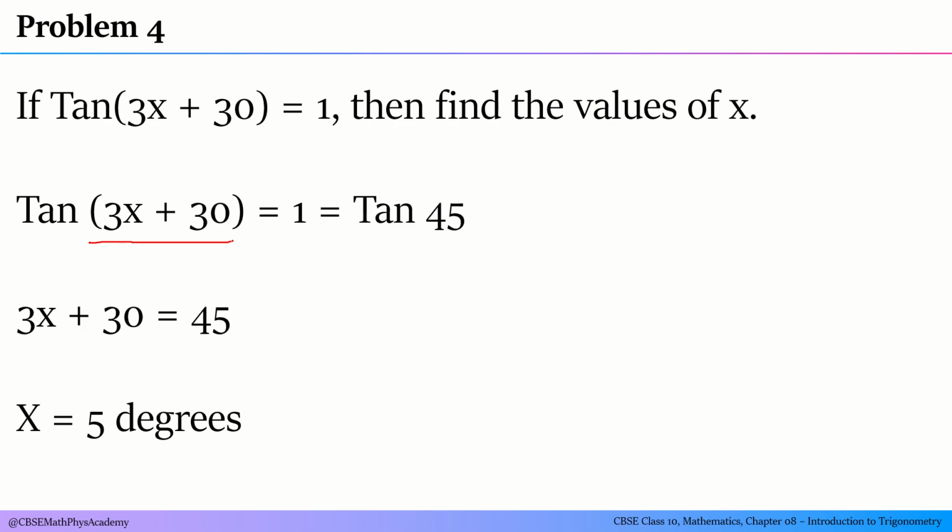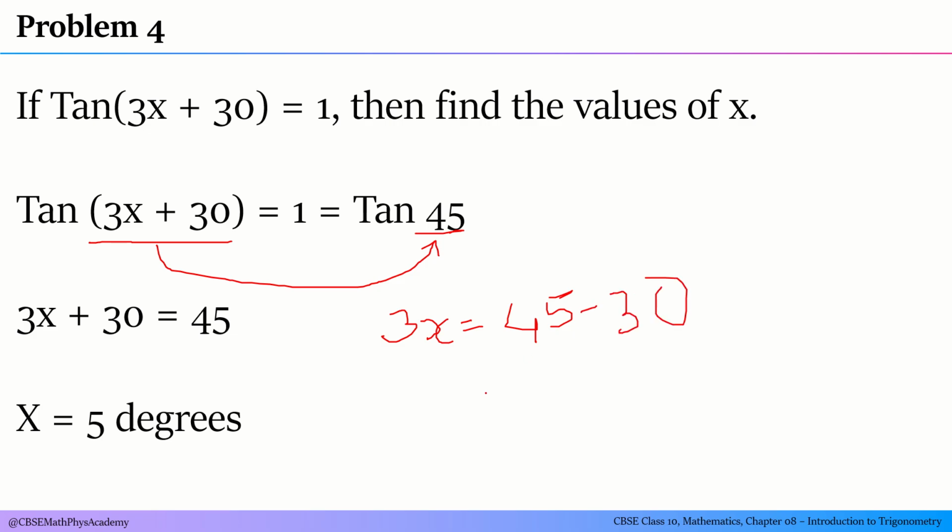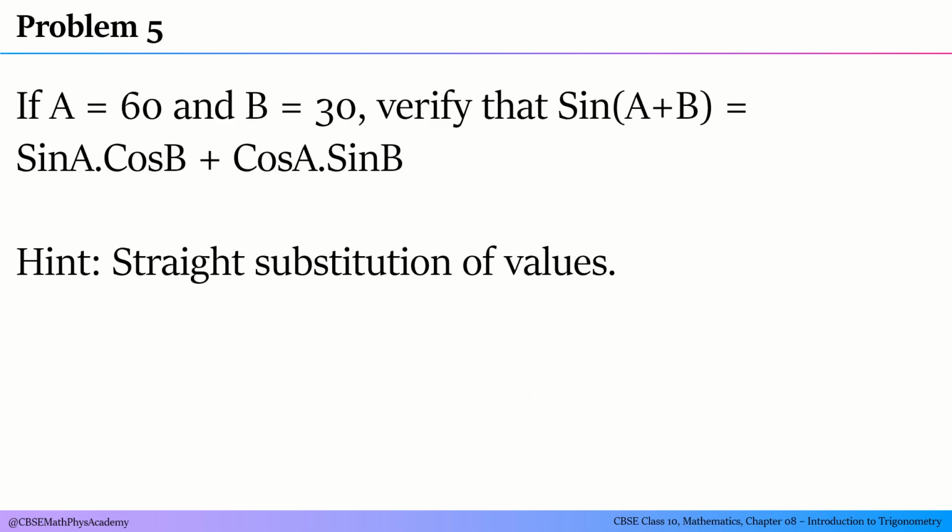Then you equate 3x plus 30 is equal to 45. You equate this way. So 3x plus 30 is equal to 45, and when you solve it, it becomes 3x is equal to 45 minus 30. So 45 minus 30 is 15. So the value of x is 15 by 3, which gives you 5 degrees. So familiarize yourself. This is a quite repeated problem.